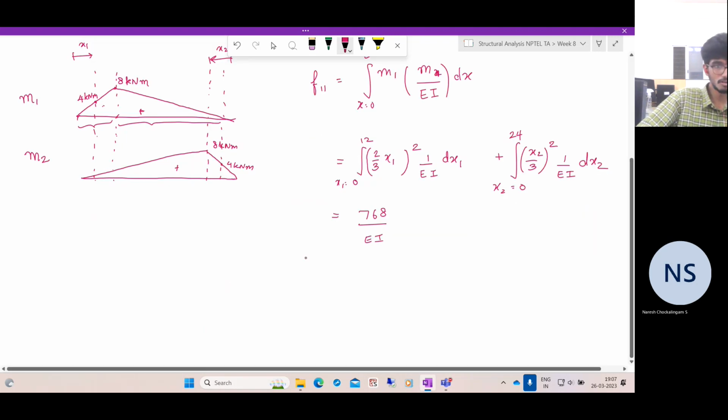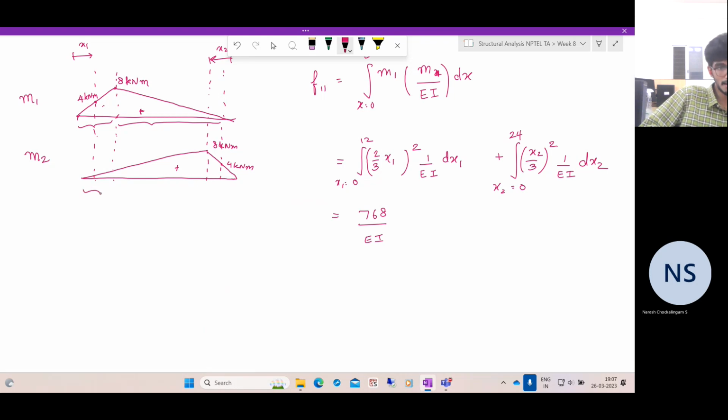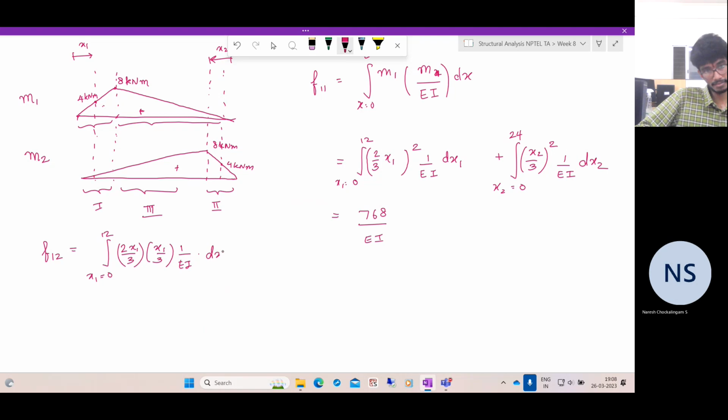Now what is F12? To determine F12, you need to consider three regions. Let me call this region 1, we call this region 2, and let me call this region 3. So what is F12? F12 is nothing but the integral. In region 1, x1 goes from 0 to 12. What is M1 of x? 2x by 3. What is M2 of x? It is x by 3. Then again 1 by EI dx1.